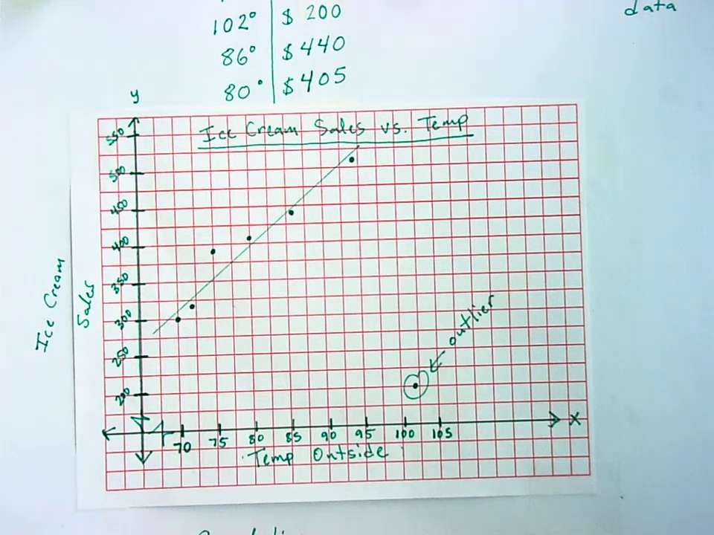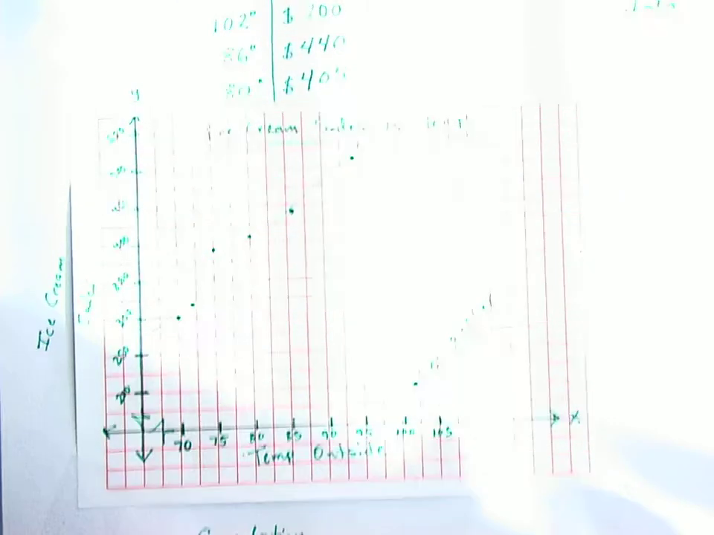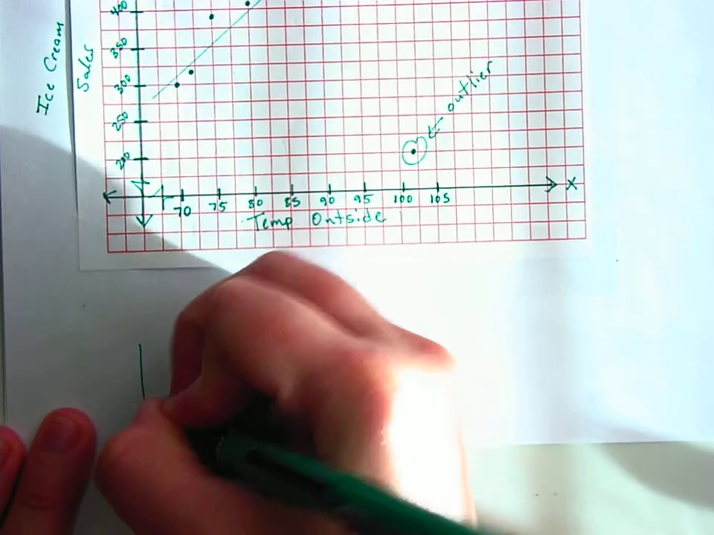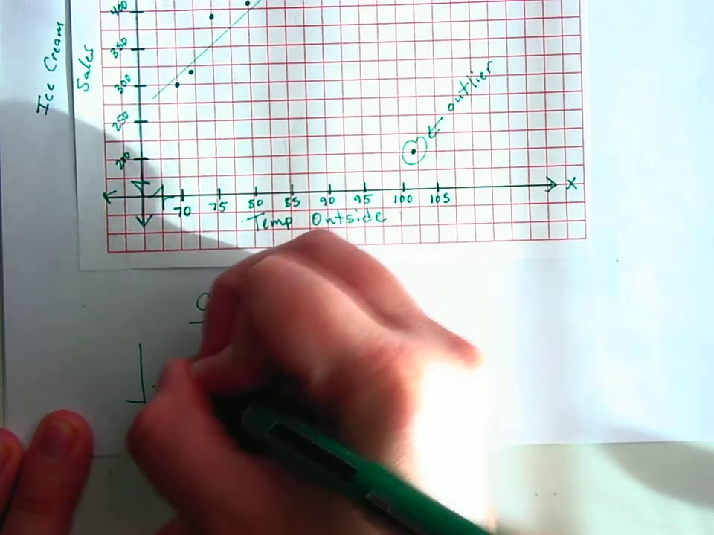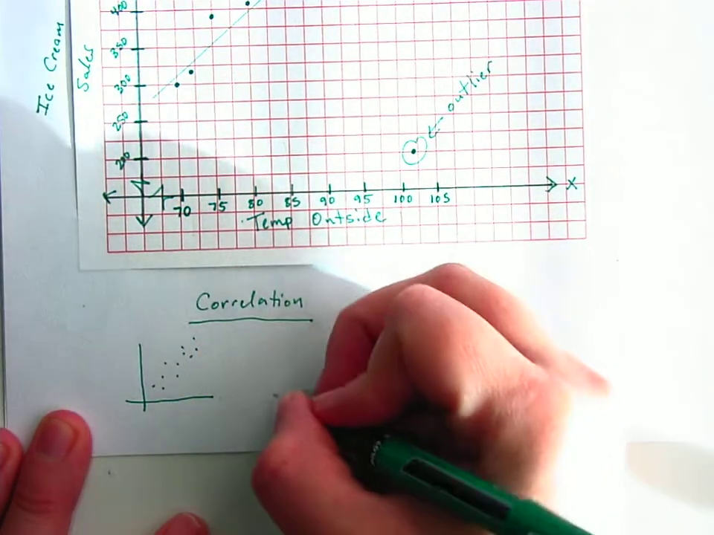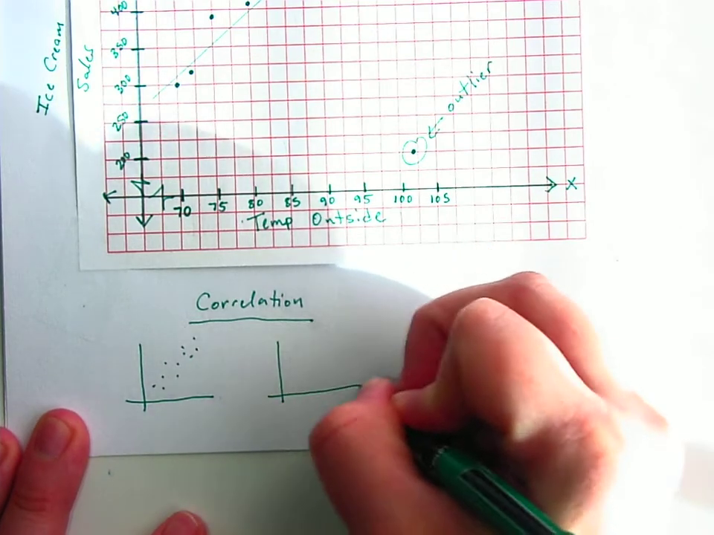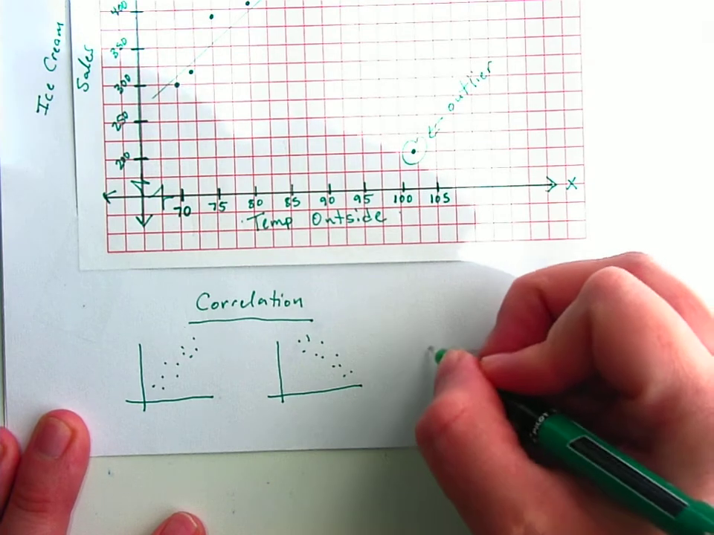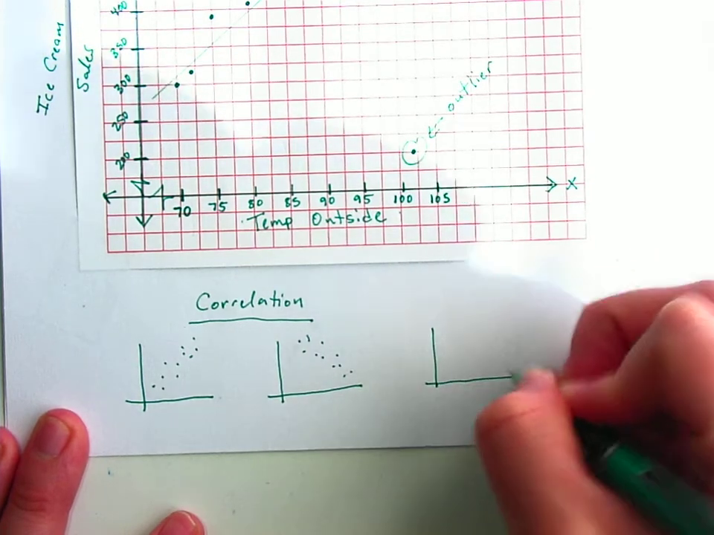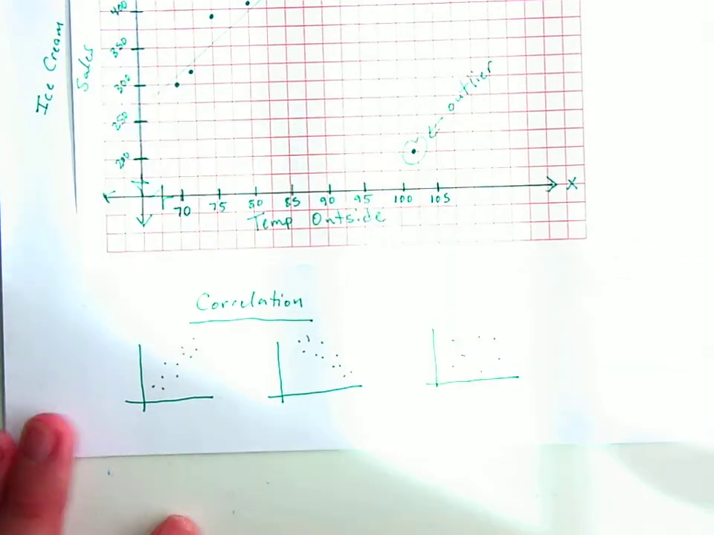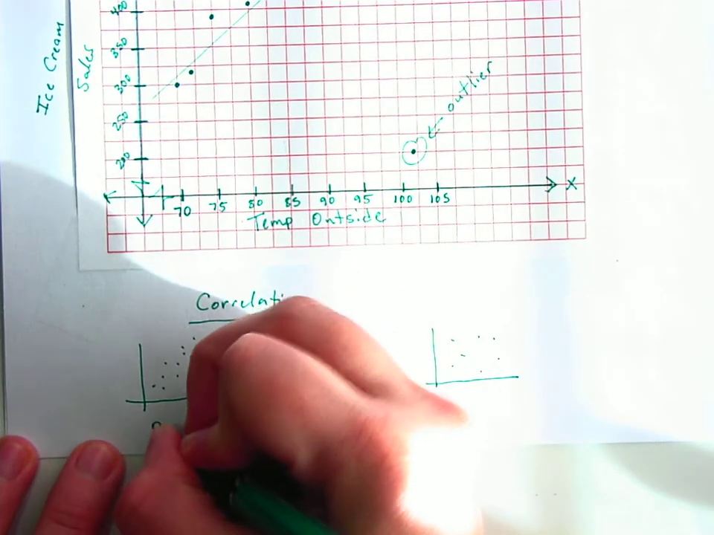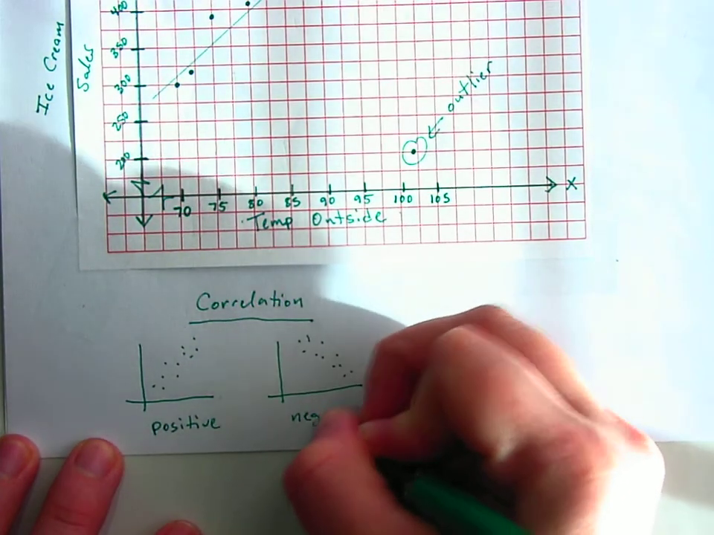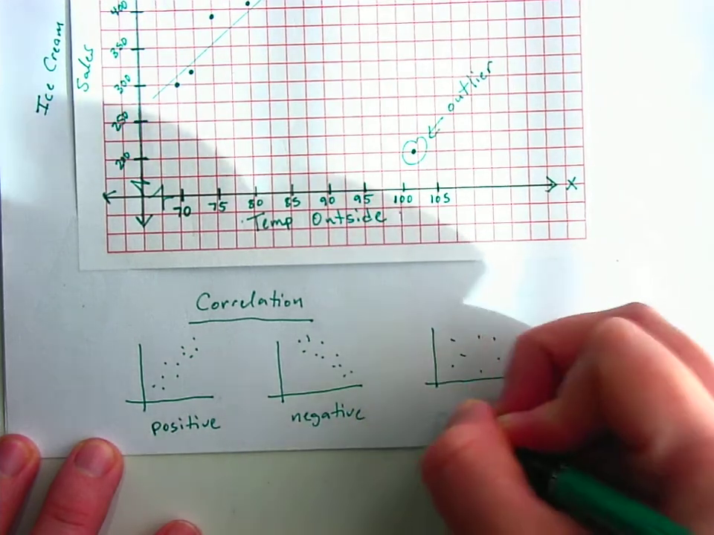Okay, now correlation. There are three types of correlation. One is called a positive correlation. That's when things are generally going uphill left to right. A negative correlation is when things are going downhill left to right. And no correlation is when it seems like there's no pattern whatsoever. So this is a positive correlation. This is a negative. And this is no correlation.